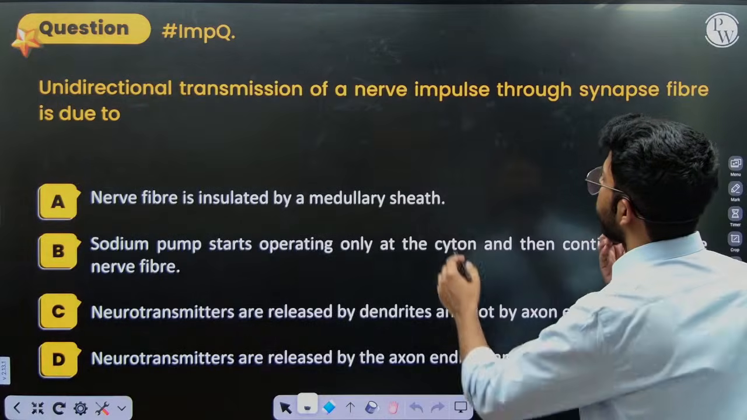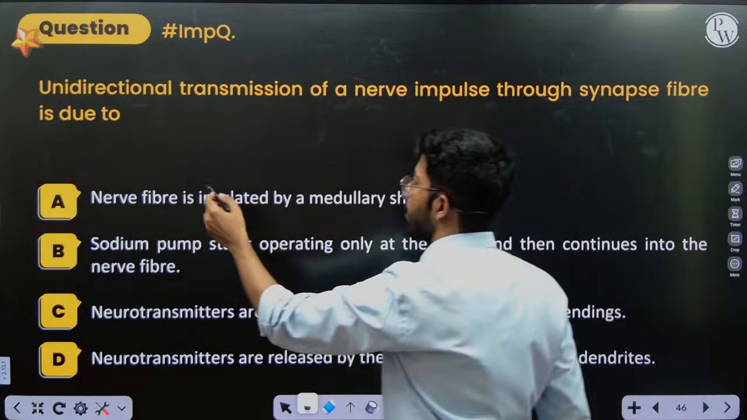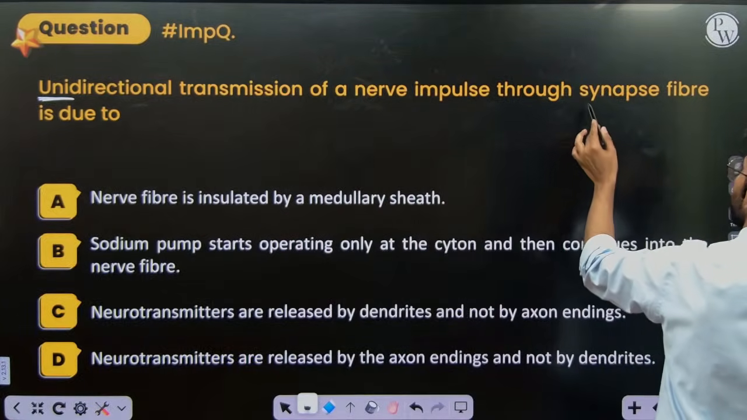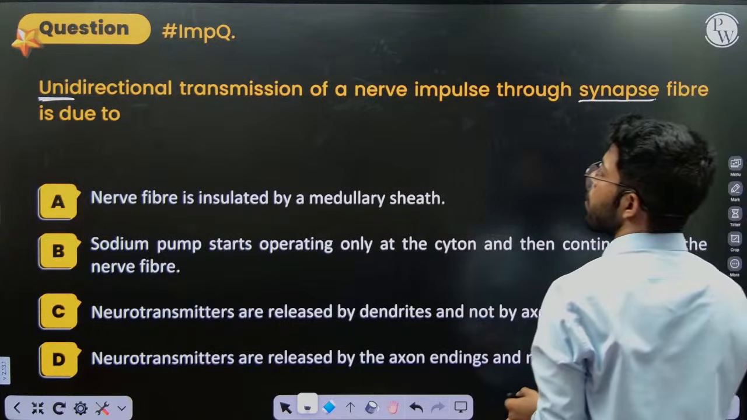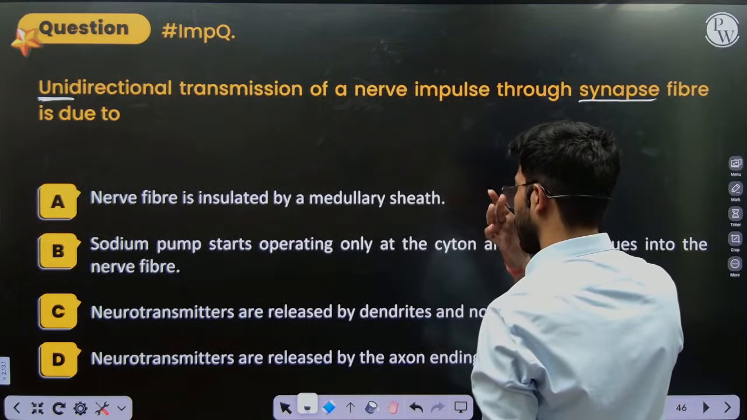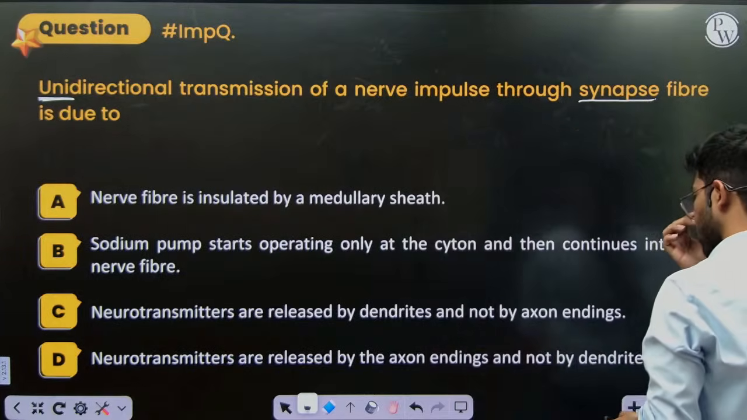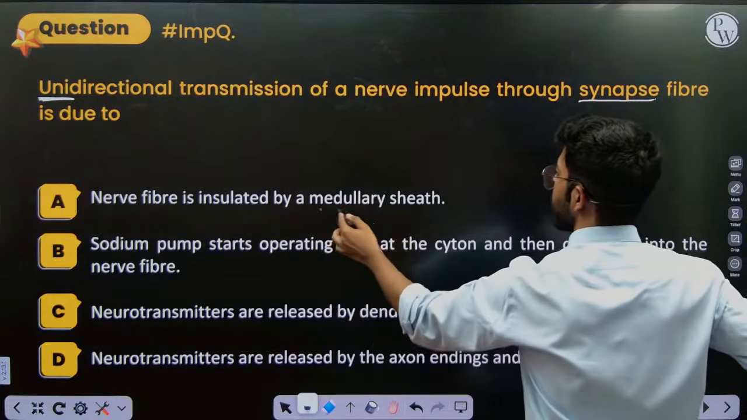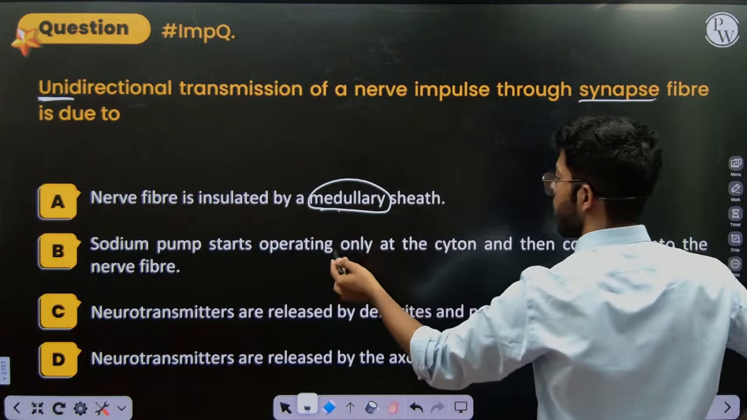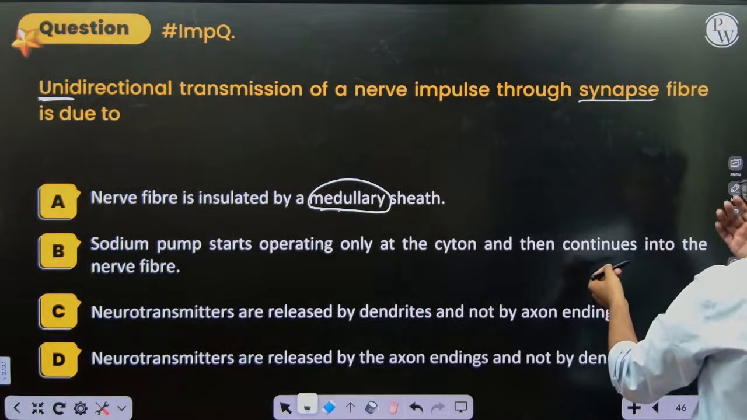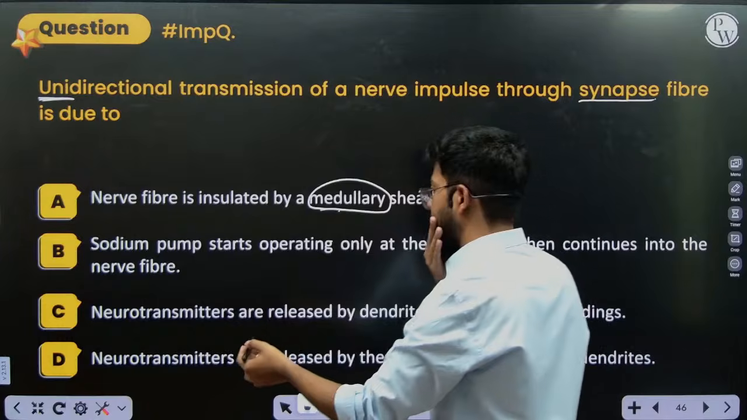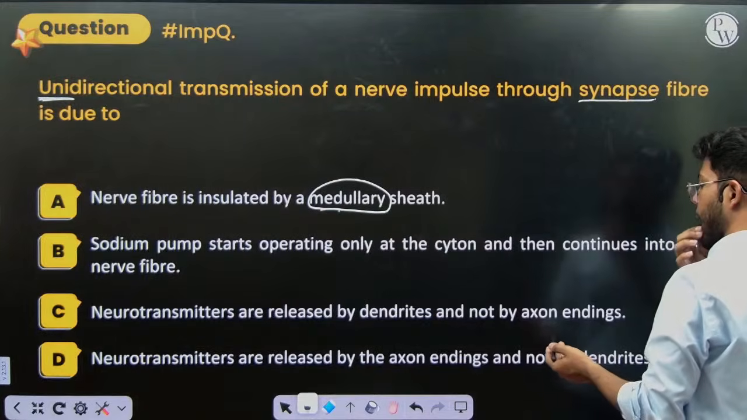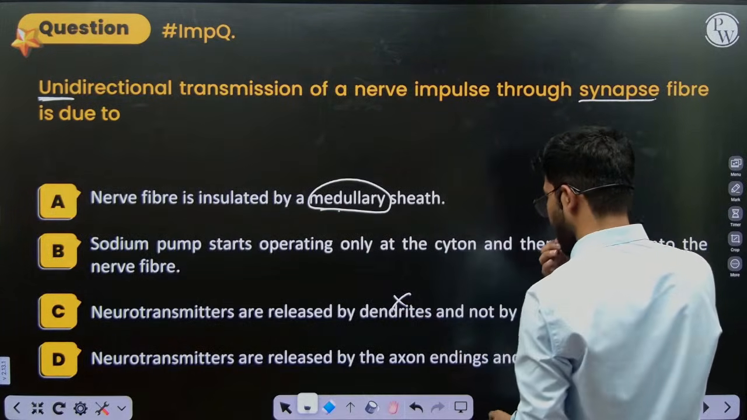Unidirectional transmission of nerve impulse. Now the direction is unidirectional. Transmission of nerve impulse through the synapse is due to which of these? The nerve fiber is insulated by the medullary sheath. The sodium pump starts operating only at the cyton and then continues into the nerve fiber. Neurotransmitters are released by dendrites and not by axons. This is also a wrong statement.